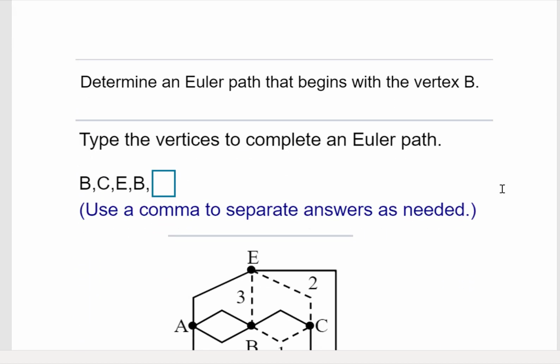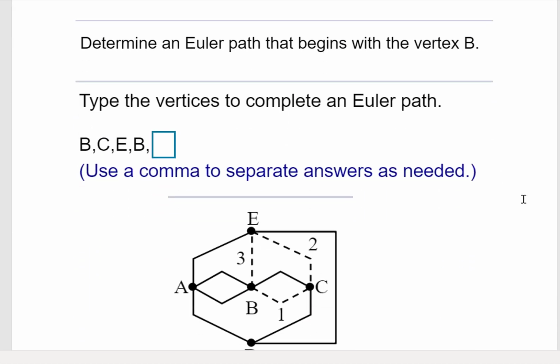Determine an Euler path that begins with vertex B. Type the vertices to complete the Euler path. And again, they've started and given us a partial path here. And you notice in the diagram, the partial path they've shown us is the dashed line. So we're now at point B, and we want to determine where we're going to go from here. So from point B, I'm going to go over to A. And then let's go ahead and go up to E.